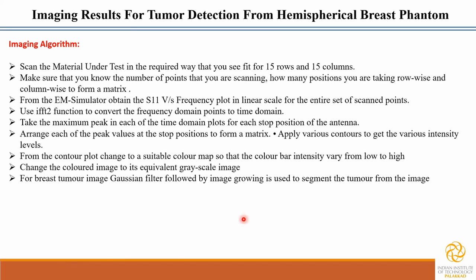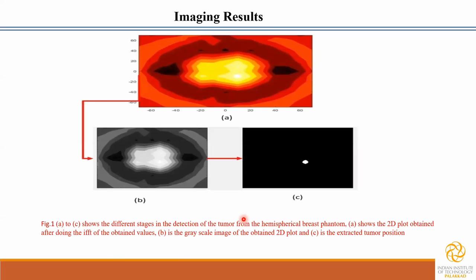From the contour plot, we will get a color image that is shown here, so that the color bar intensity varies from low to high. Then we have to change the colored image to the equivalent grayscale image. After that, we have to get the breast tumor image. In order to get it, you have to do Gaussian filtering. After performing the Gaussian filtering followed by image growing, we segment the tumor from the image.